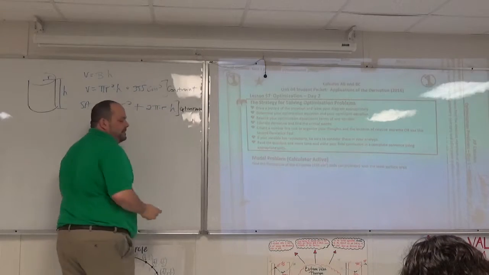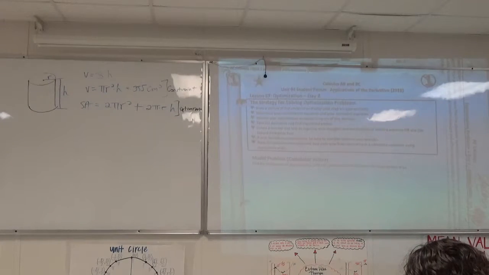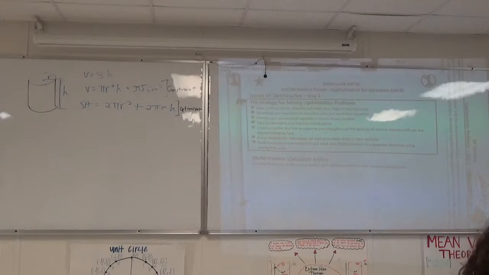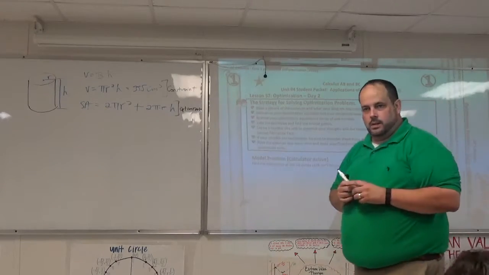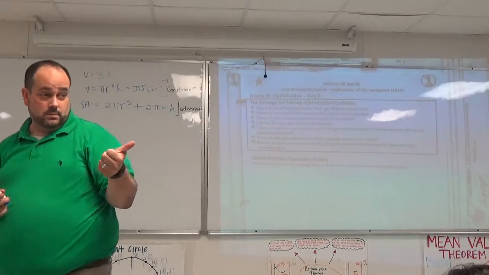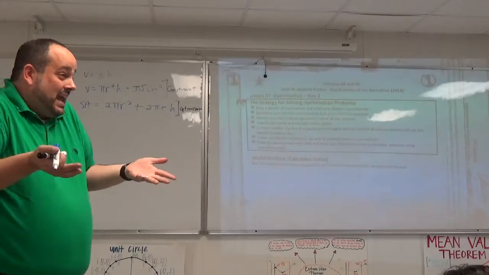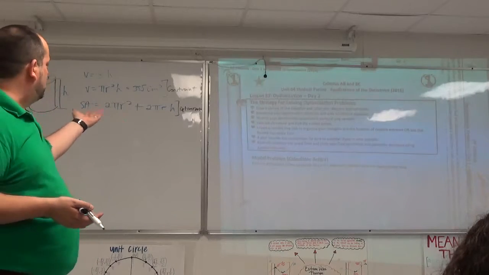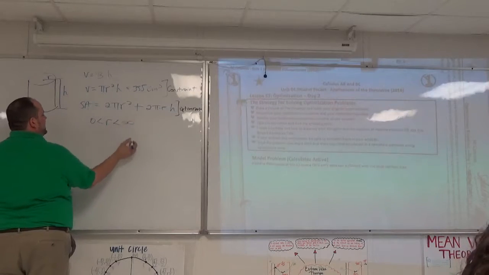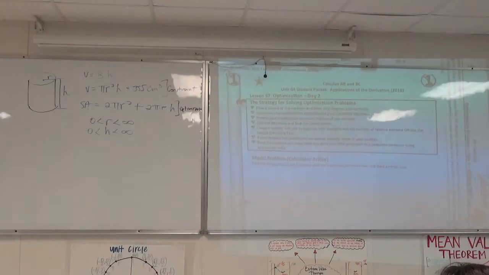Okay, what do we think about domain restrictions? Is there a smallest height for the can? Is there a biggest height for the can? Definitely the height cannot be negative. That doesn't make sense. Could the height be zero? No. These are the questions you want to go through in your head. Could the height be zero? No, because then I wouldn't have my 355. It's zero to infinity. So you're going to go from zero to infinity for the radius and for the height.